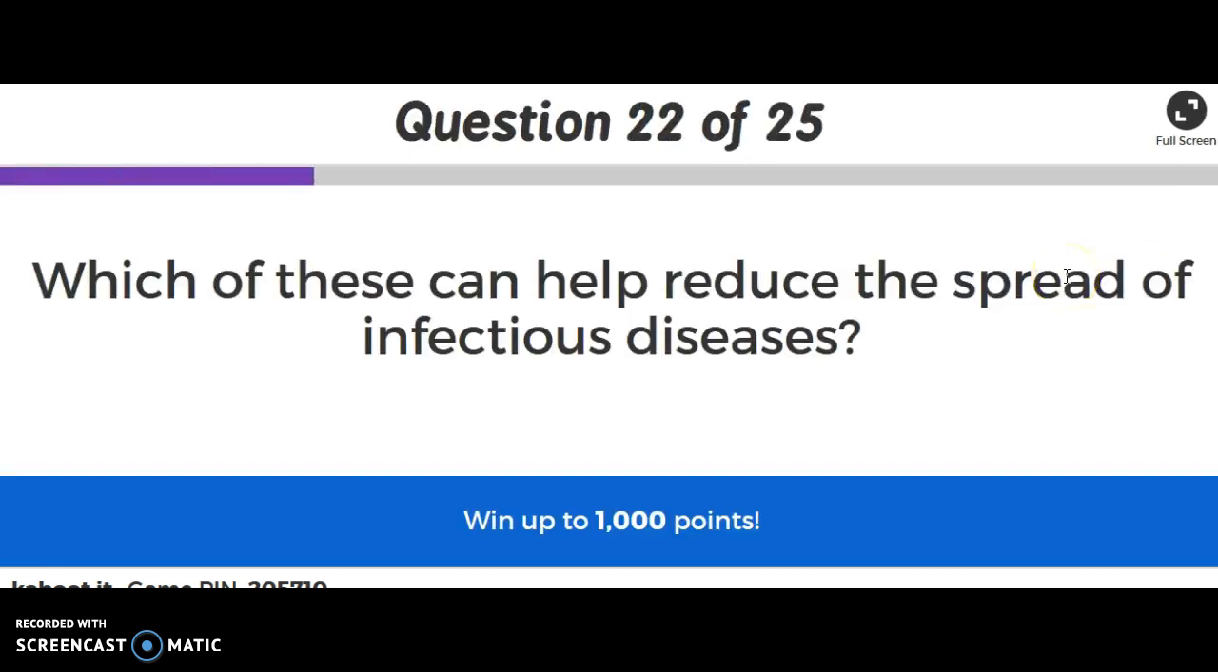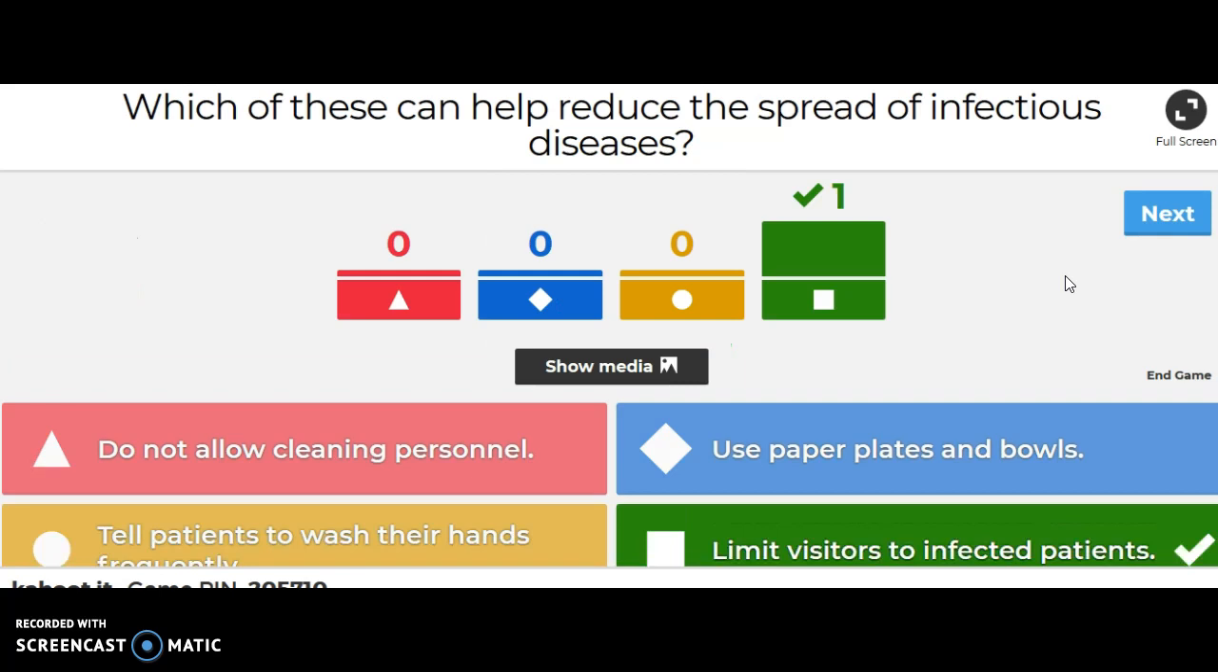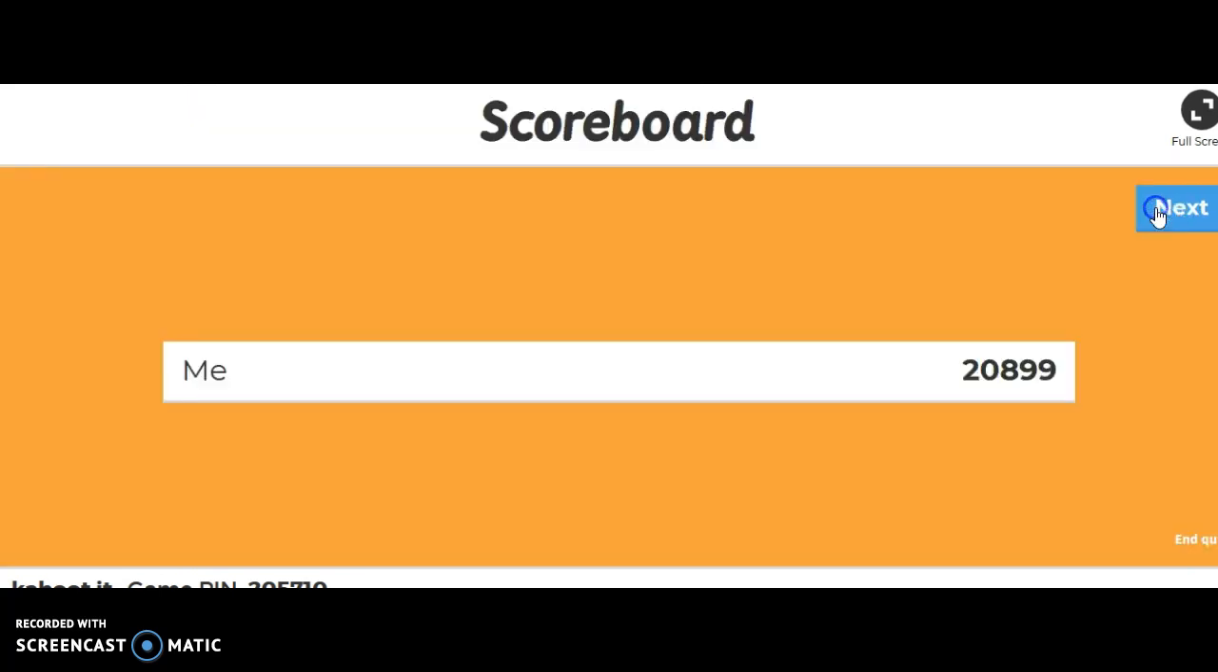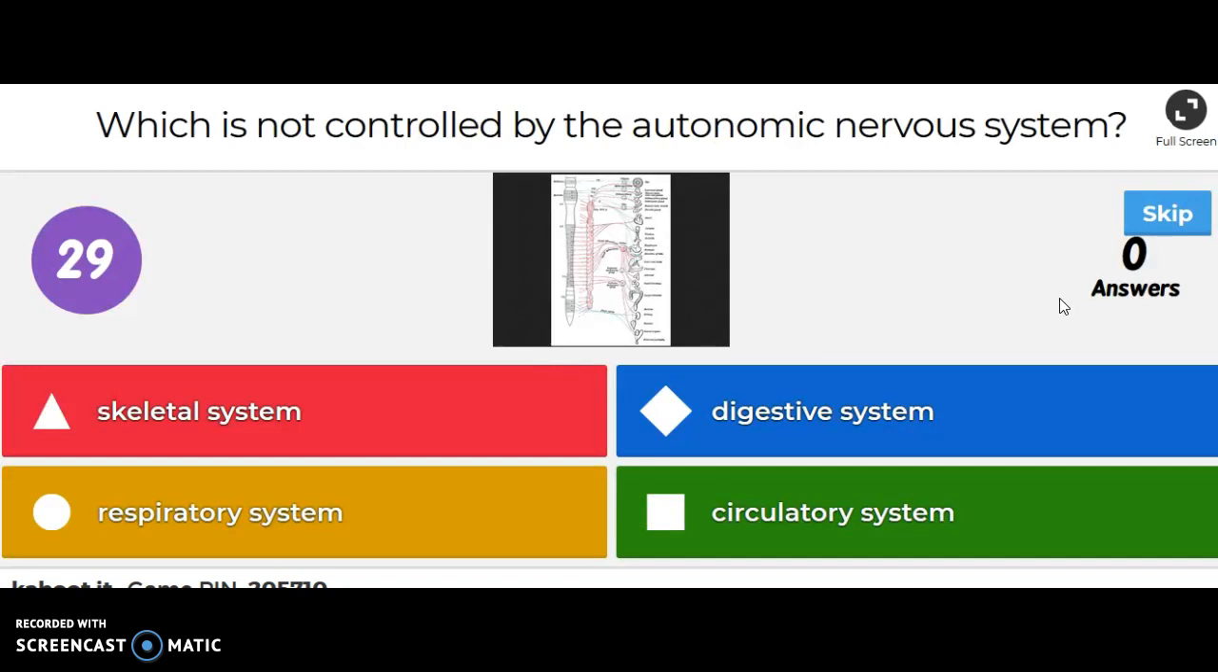Which of these can help reduce the spread of infectious disease? So we're kind of thinking about in a hospital setting. A lot of times people are in a hospital, they may have an infection. How do we help reduce the spread of infectious diseases? And the best thing to do if someone has a really bad infection is not let them have very many visitors so other people are not potentially picking up the infection, which is not controlled by the autonomic nervous system.